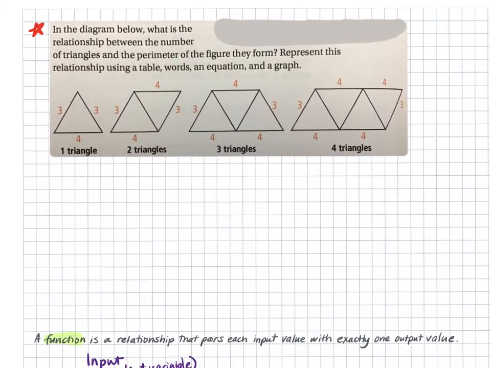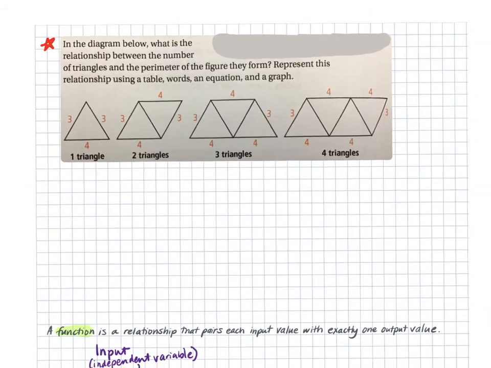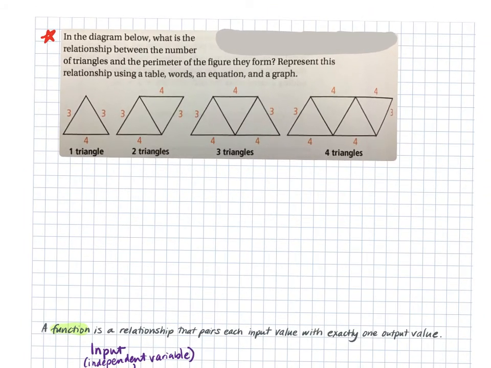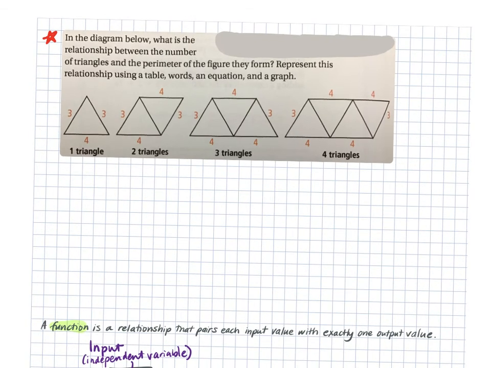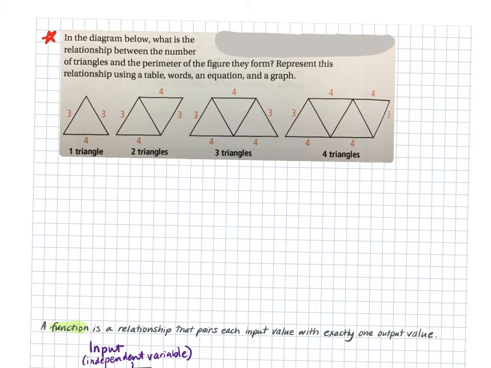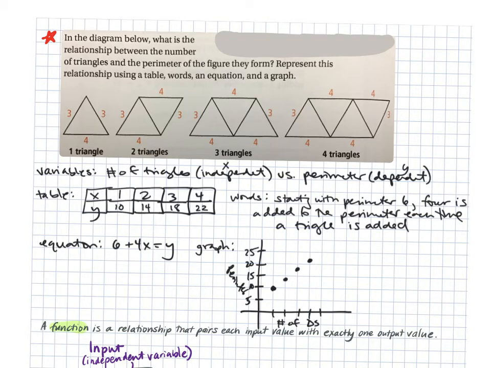Okay, so let's see if there's one over here. So this one is one for you to try. In this diagram below, what is the relationship between the number of triangles and the perimeter of the figure they form? Represent this. It's pretty similar to what we just did. So try this. Again, you're going to do table, words, equation, and graph. Okay, so press pause, try this on your own, and then check back for the solution.